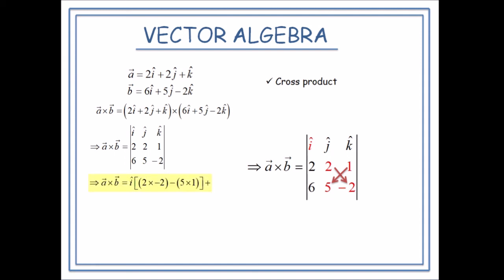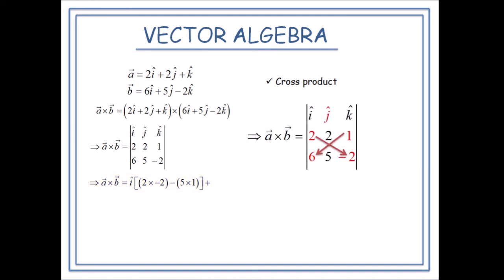Numerically we can write it as this: A vector cross B vector, which is equals to i cap, and we have multiplied 2 and minus 2 and we have subtracted 5 into 1. Similarly, we will do this with the other terms also, j cap and k cap. As we can see, as we have taken j cap, so we have ignored vertical and horizontal line of j cap only, and we were left with 2, minus 2, 6 and 1. So we will cross multiply this like so.